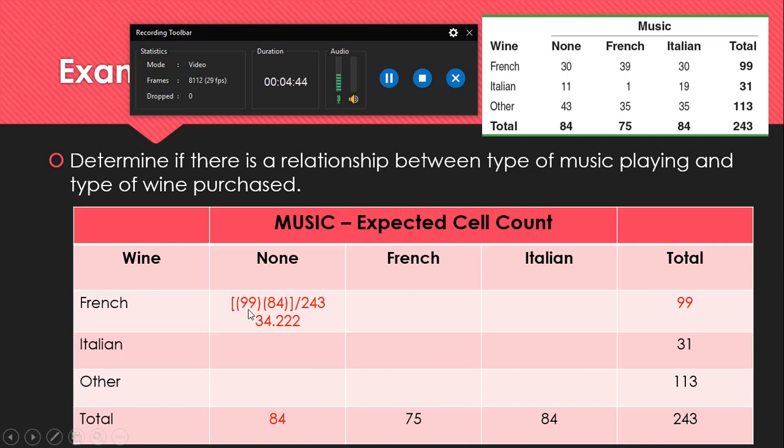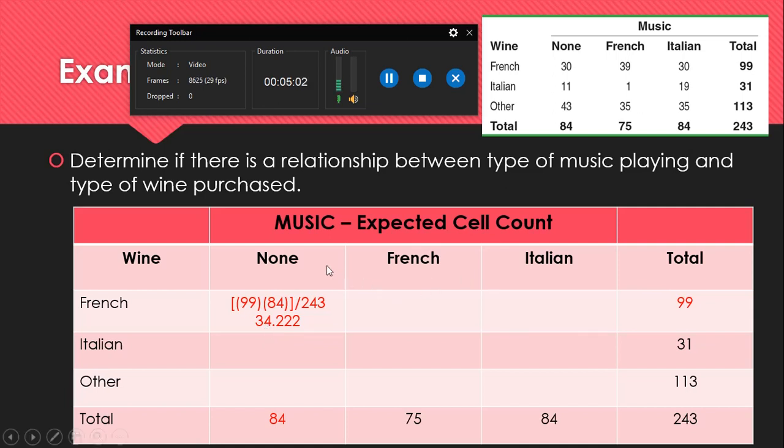So our row total is 99 multiplied by our column total of 84, and we're going to divide by the total number of observations, 243. So we're expecting to see about 34.22 purchases when no music is playing, French wine is bought.